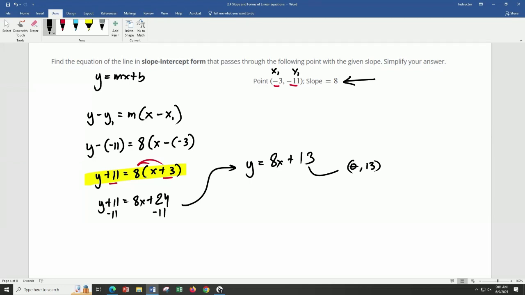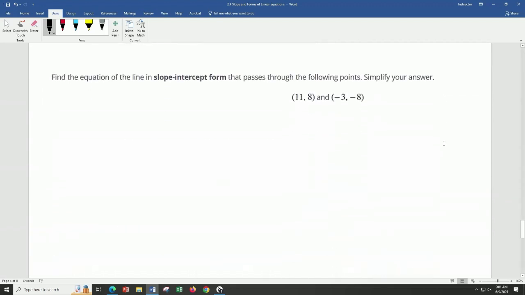Any other hard ones here that I give you that are mean? No, I think we're okay. Now notice this one: find the equation of the line in slope-intercept form that passes through the following points. Simplify the answer. What is the problem with this, and what do they not give you? Slope. They don't give you a slope, so you've got to find the slope first, and then pick either point. It doesn't matter which point you pick, you're going to get the same answer.